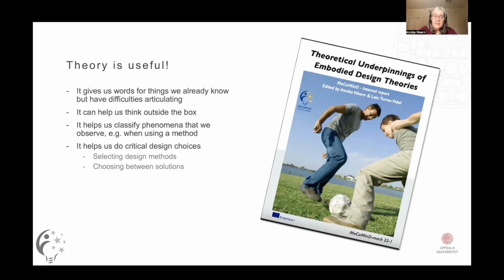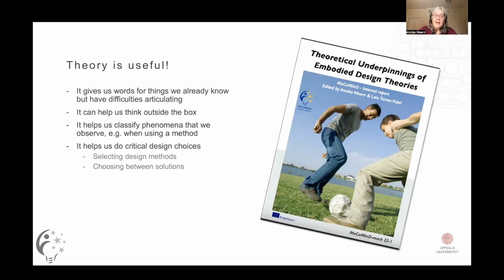It can also be more precise. It can help us when we are, for example, using a method and seeing what happens. It can help us understand what's going on. It can classify phenomena for us. And finally, sometimes theory can also help us in selecting, doing exact choices. And this can be if we have several ways of doing a design, that we select one of them, but can also be just selecting the most appropriate methods for doing the design work.